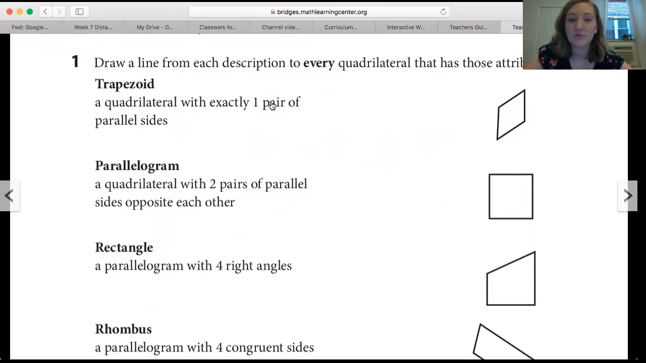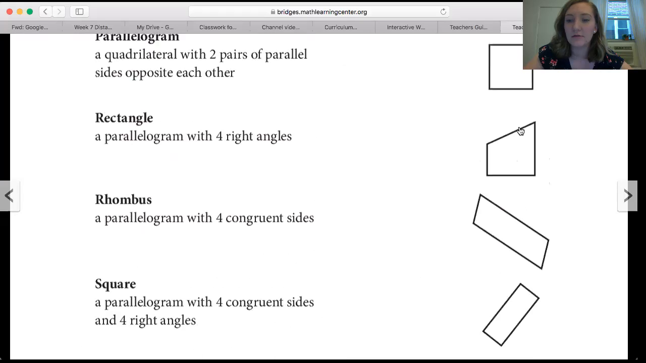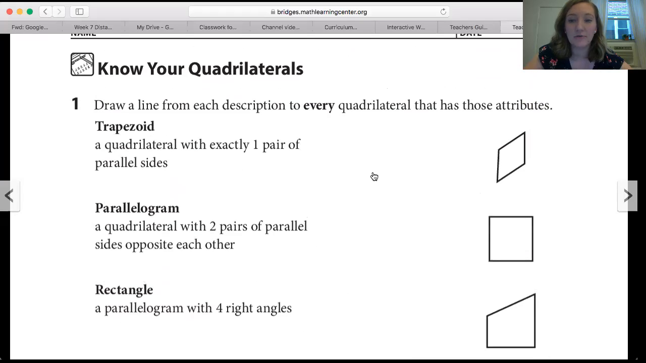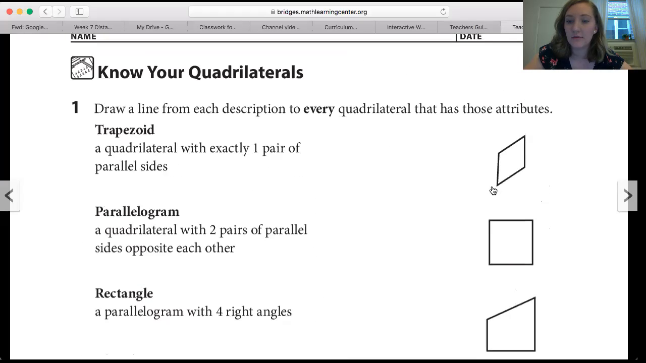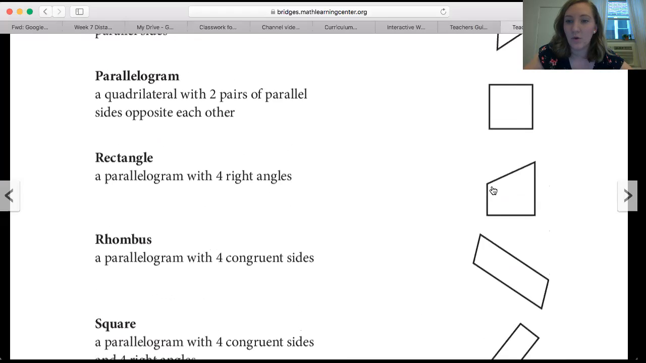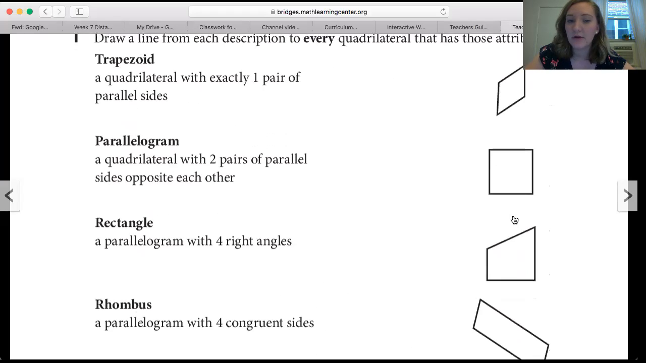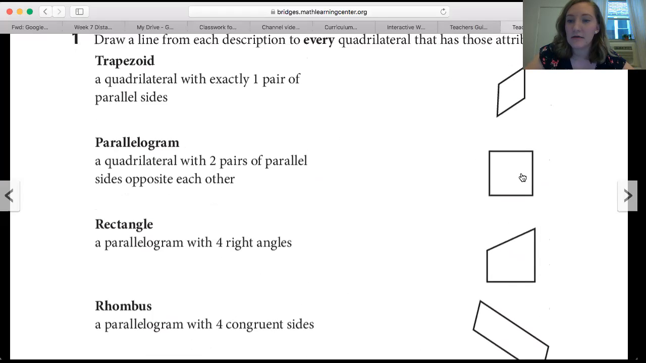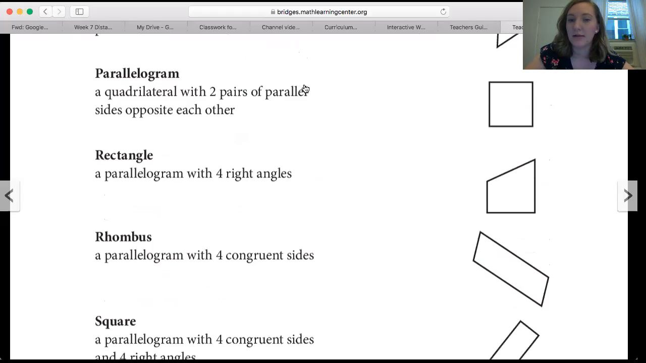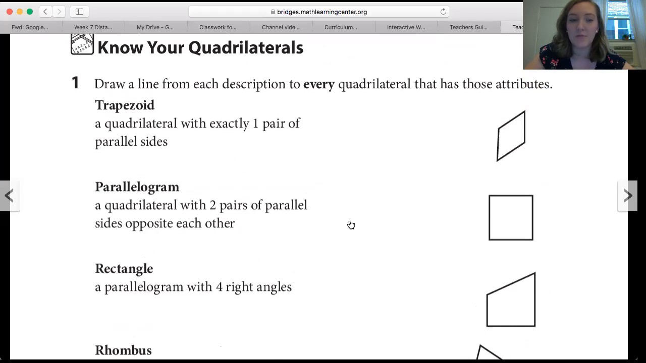So basically what we're doing is we're drawing a line from here to all of the trapezoids. So look on your page for trapezoids and go ahead and draw a line to all of the trapezoids. I think I only see one trapezoid. Okay, then parallelogram, you're going to draw lines to all of the shapes that are parallelograms. So I think I see a couple. I would probably draw a line here, and I'd probably draw a line down here, right? Go ahead and draw lines to all the parallelograms.